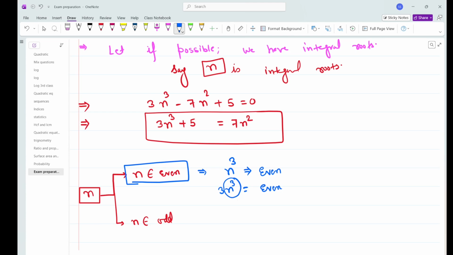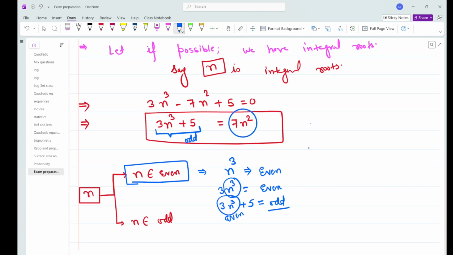Now, 3n cube plus 5. This whole thing, 3n cube, is even, as we have proved. So even plus odd. See, 8 plus 3 is 11. That is odd. So this is an odd number, right? So it means my left hand side is an odd number. Do you agree with this? But please see, the right hand side is even, right?